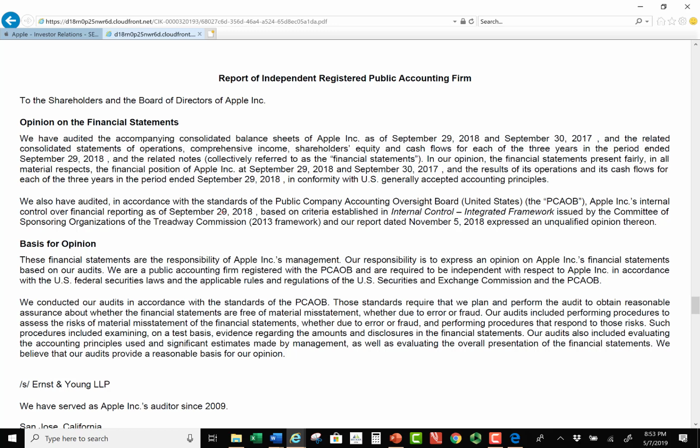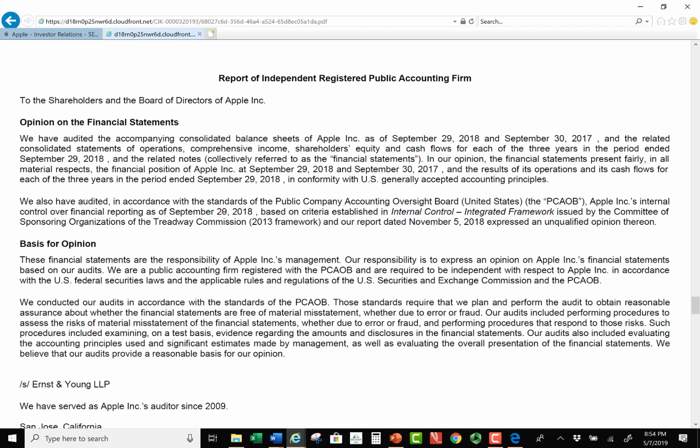You have WorldCom, you have Enron come down, Congress gets upset, and they say, you know what? From now on, when you go in and you audit the financial statements, you will look at the internal controls. And this is in the Sarbanes-Oxley Act, and Section 404 says you will give an opinion on those internal controls. So we have two things. We're giving the opinion on the financial statements, and the opinion on internal controls.